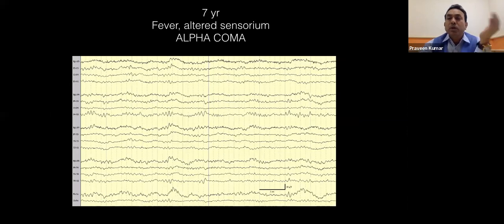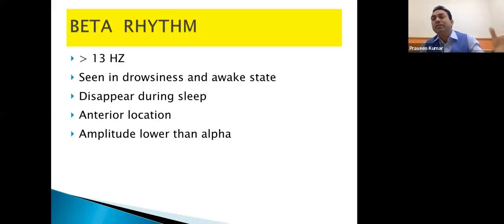But as I mentioned to you, if it is persisting when you are sleeping, or when your eyes are open also, that can be a part of alpha coma. Because it should be reactive. Reactive means when the eyes are open, it should disappear. If it is still persisting, it can be abnormal and it can be a sign of gross brain damage.